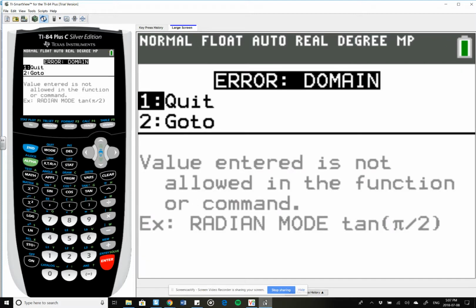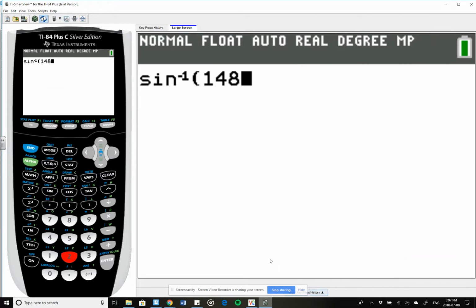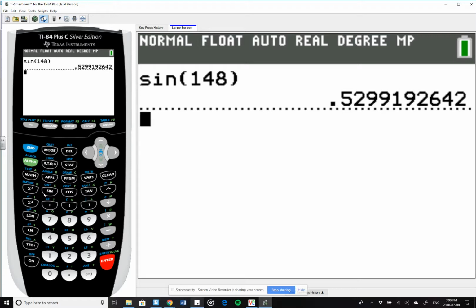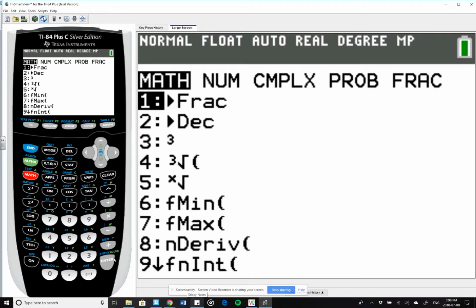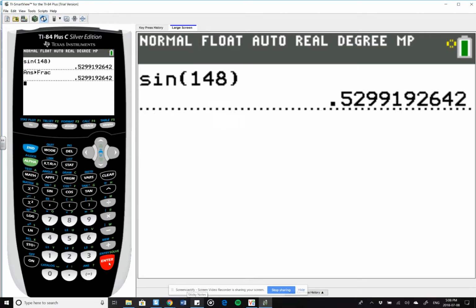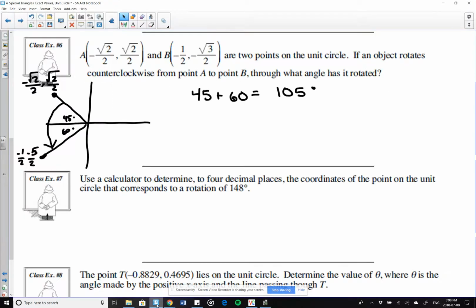That gives me "value entry is not allowed in the function or command." Let's see what I did. It won't actually let me do that. Never mind, not second sine of 148, just sine of 148, because I know my angle. The sine of 148 gives me about 0.53. I cannot put that back into a fraction, I don't think, but I at least get 0.53.